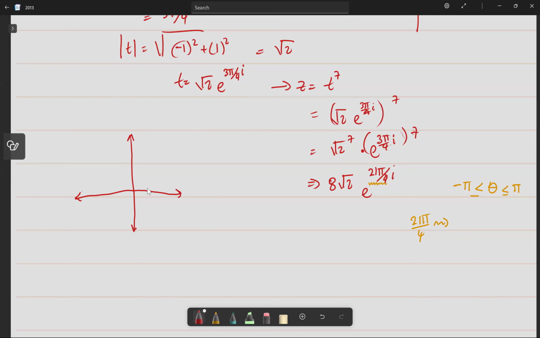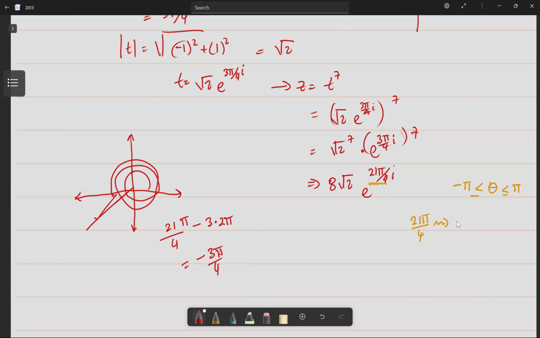So this goes around the Cartesian plane 3 times, right? So that's 1, 2, 3. So it goes here, and then that's 21 pi over 4 minus 3 times 2 pi, which gives us, forget the calculator, negative 3 pi over 4. So this 21 pi over 4 is the same thing as negative 3 pi over 4.